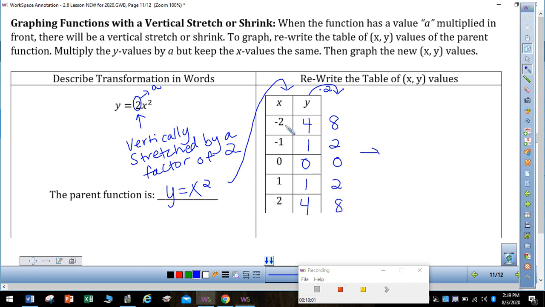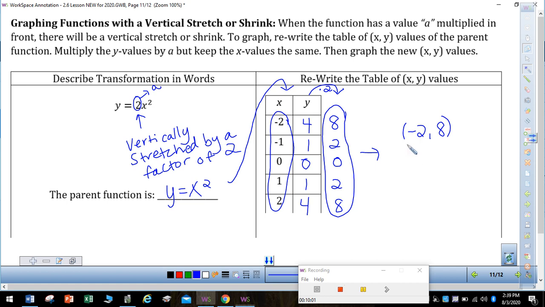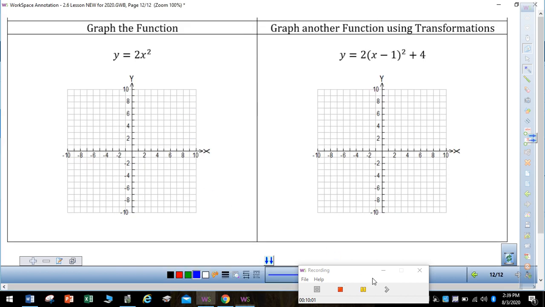And this is going to give us a new set of ordered pairs. We're going to keep the x values the same, but now use the new y values. So we're actually going to be graphing these points: negative 2, 8, negative 1, 2, 0, 0 actually stays the same, 1, 2, and 2, 8. So let's see what that looks like on our graph. So we've got the point negative 2, 8, negative 1, 2, 0, 0, 1, 2, and 2, 8. We'll go ahead and connect it, and that is our new graph if it is vertically stretched by a factor of 2.